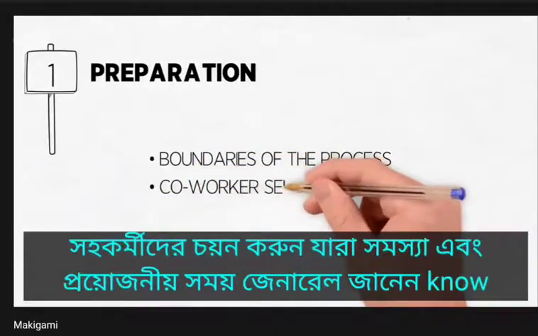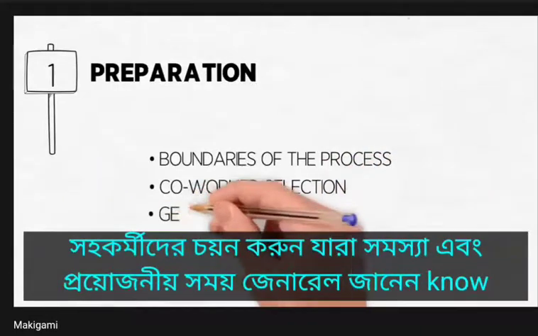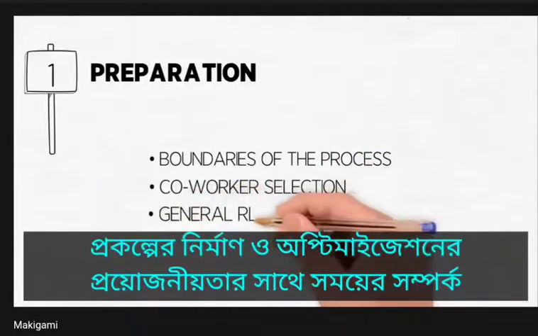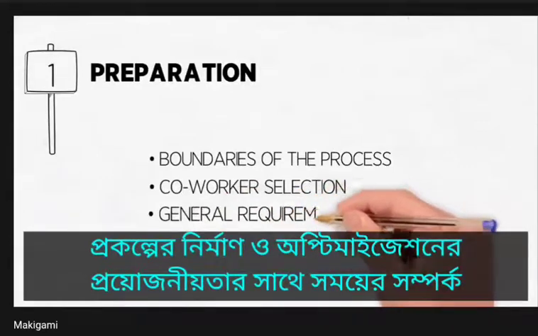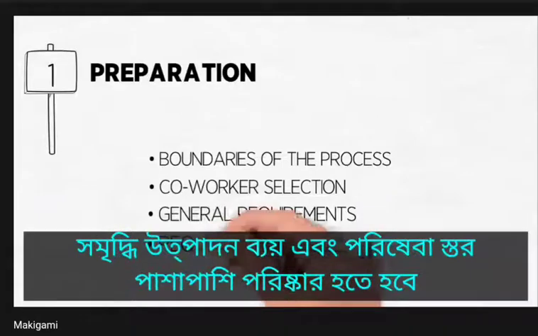It's helpful to choose co-workers who know the problems and the required time. The general requirements of the process creation and optimization, the time relation to the process quality, production costs, and the service level have to be clear as well.